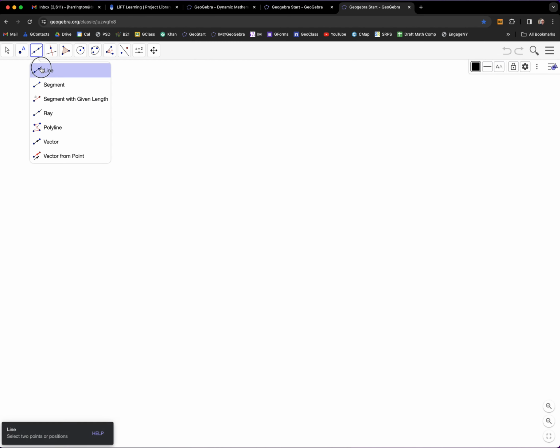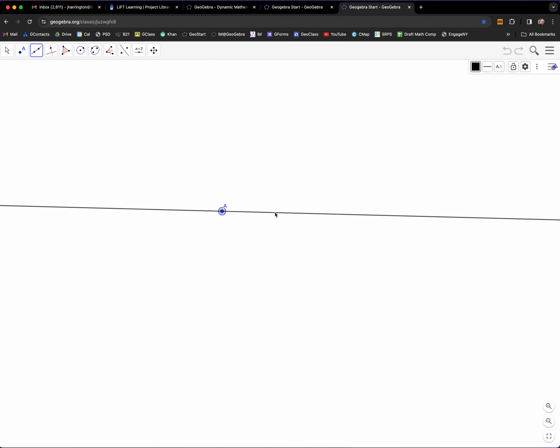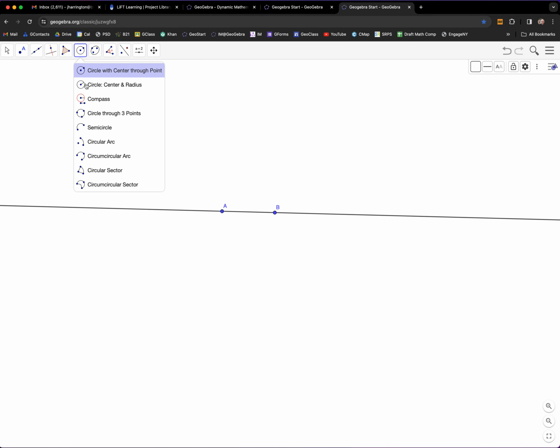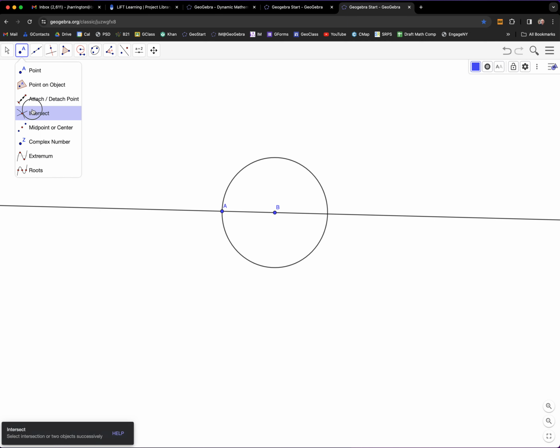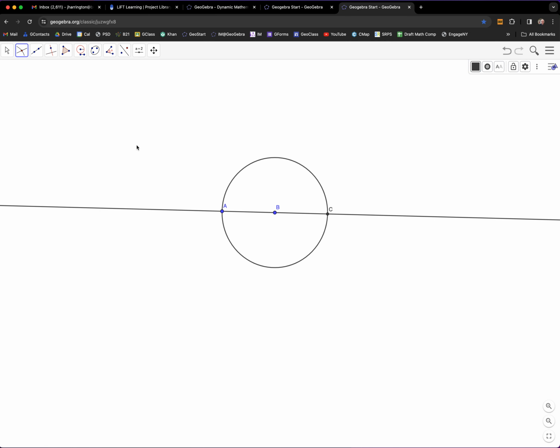Going over to our sketch page, if we have a line and a circle, we can see that the angle from A to B to C, if we measure it, this angle right here is 180 degrees, which makes sense because 360 is all the way around and 180 is halfway around. So a straight line is 180 degrees.